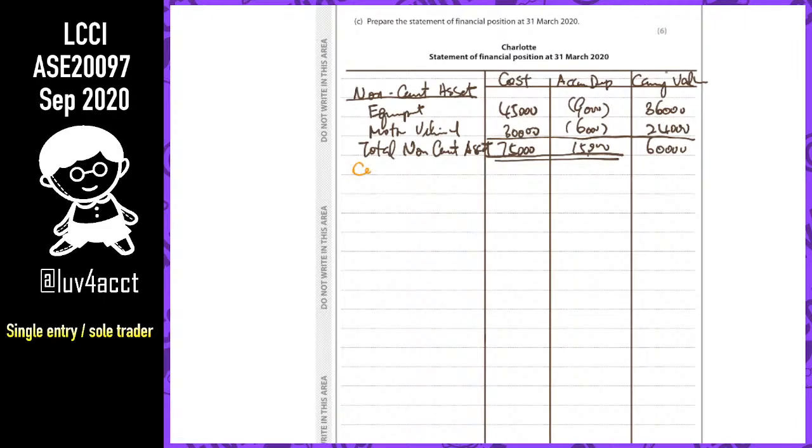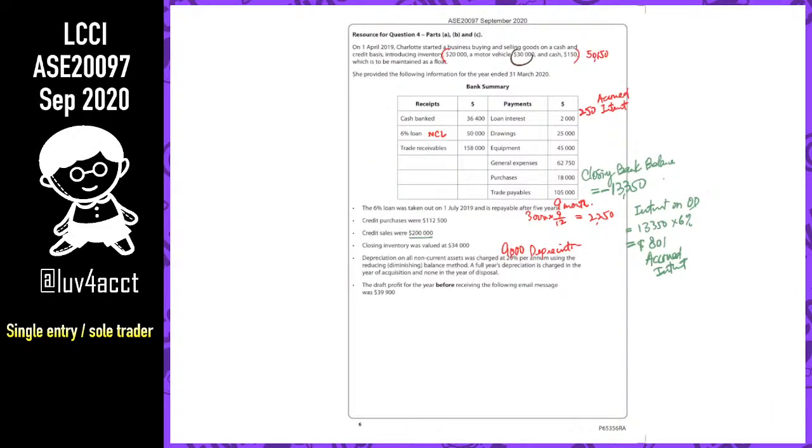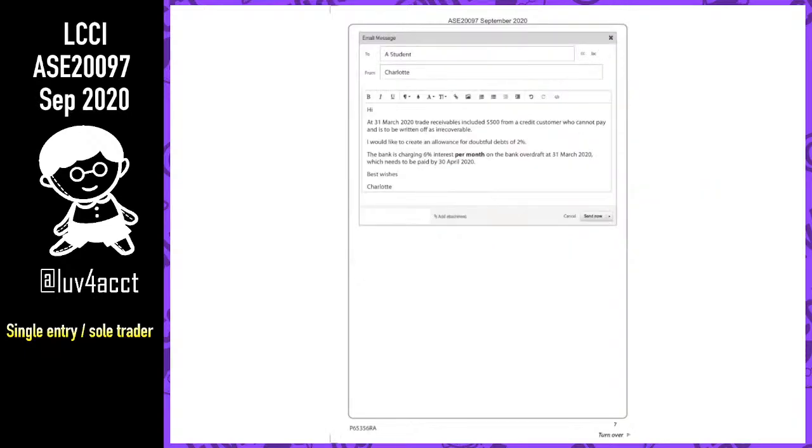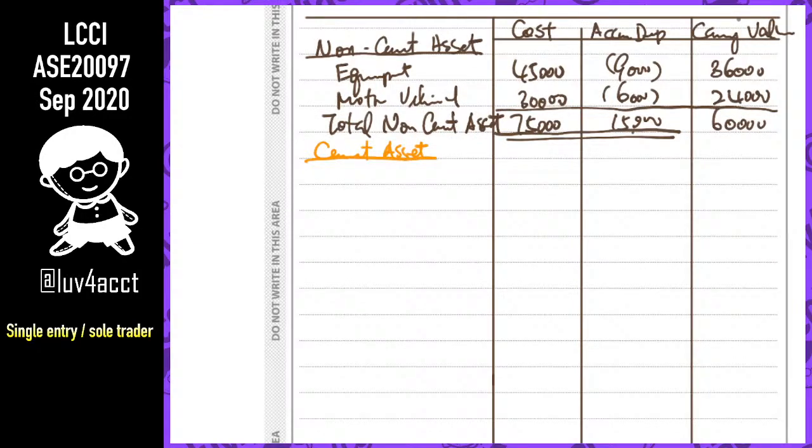Next part, current assets. Are we given the inventory value? Let us see. Closing inventory is 34,000.